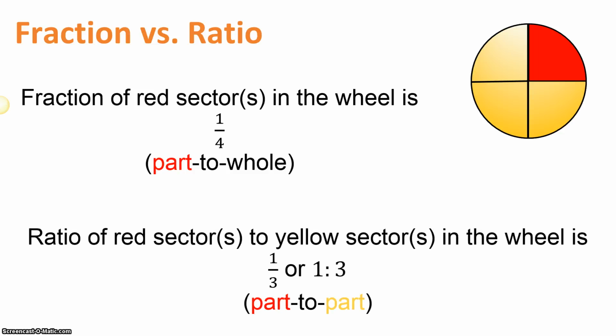On the other hand, we say that the ratio of red sectors to yellow sectors in the wheel is 1 over 3, or 1 to 3. This ratio is a part-to-part relationship. It compares two different parts of the wheel.